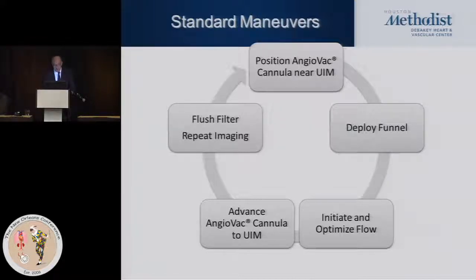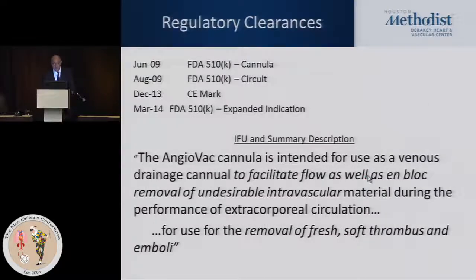So the maneuvers are fairly straightforward. What you do is you advance the cannula up to or near where the clot is, flush the filter and repeat imaging to check your position, deploy the funnel, and then initiate an optimized flow. They received FDA clearance in 2009 for the cannula and an expanded indication just March of last year for en-bloc removal of undesirable intravascular material, as well as to facilitate flow.